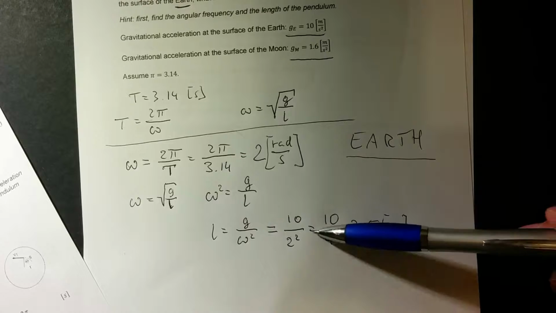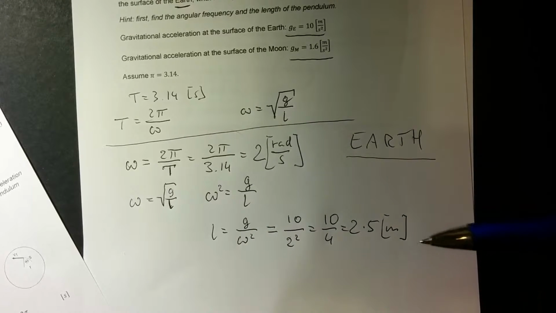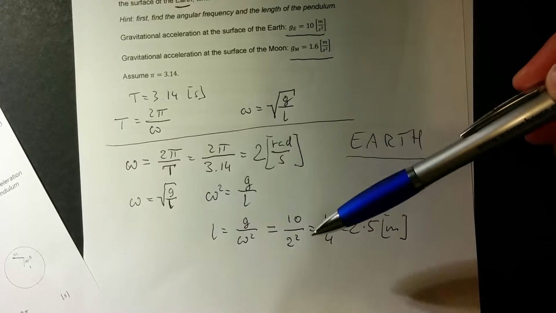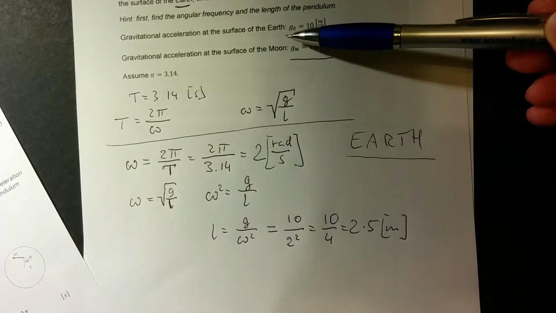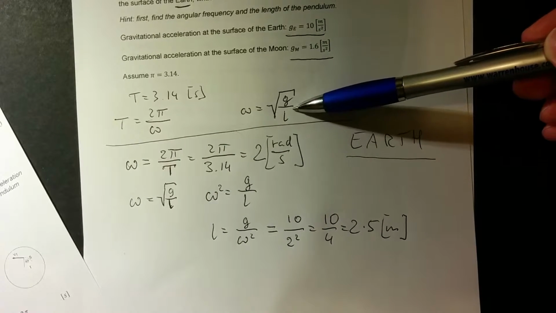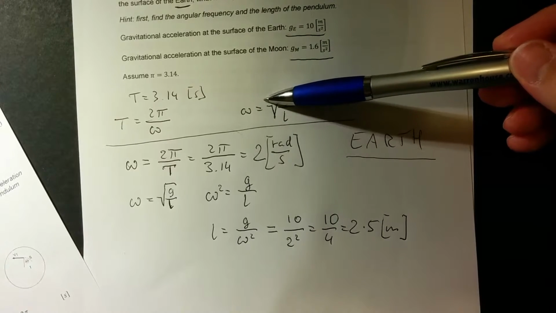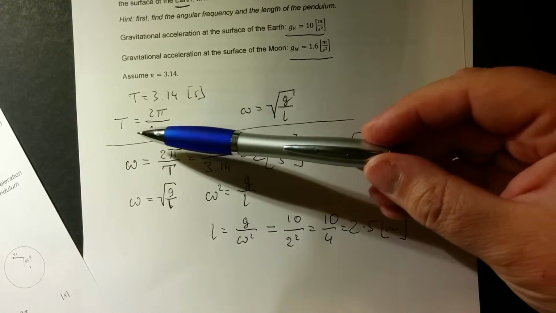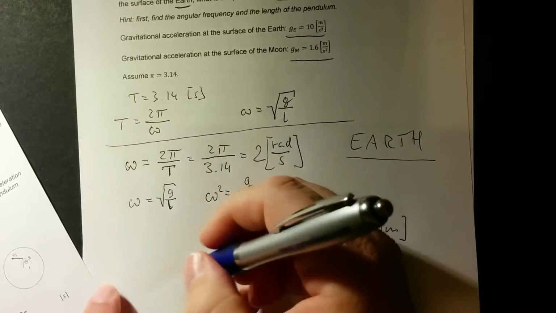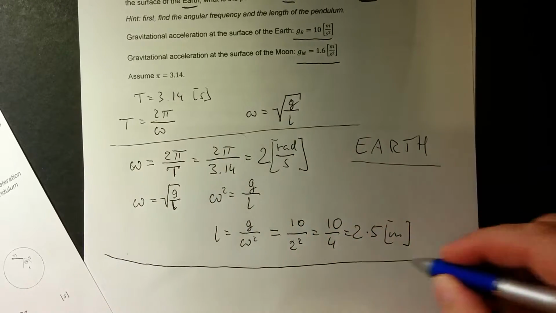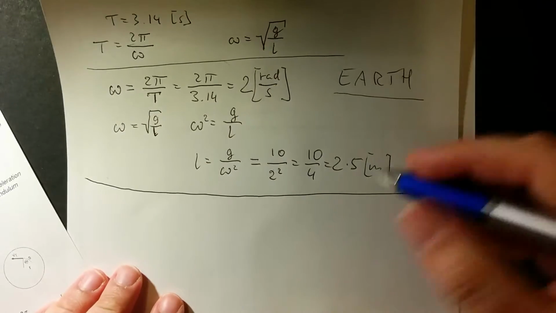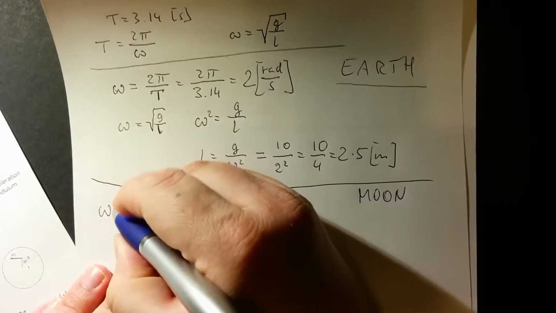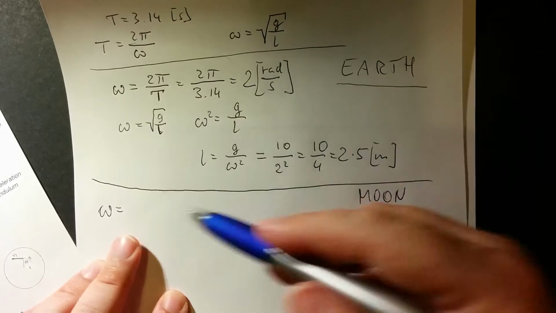When we have everything known, we know the length of the pendulum, and we know the gravitational acceleration at the surface of the Moon. This means that using this length and the gravitational acceleration on the surface of the Moon, we can calculate the angular frequency on the surface of the Moon. Having angular frequency, we can find the period on the surface of the Moon. I will draw a big line here, put the title Moon.